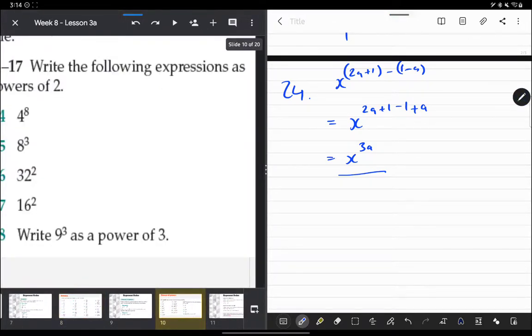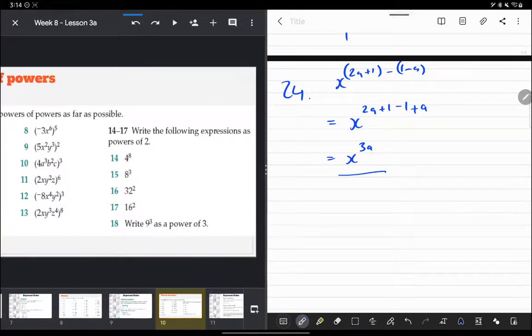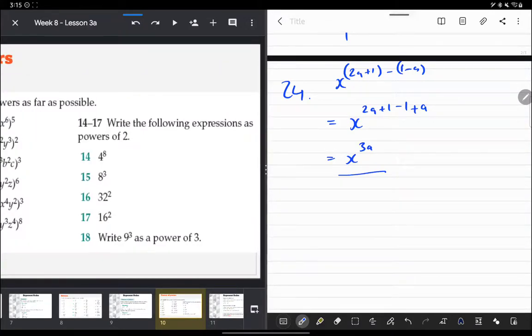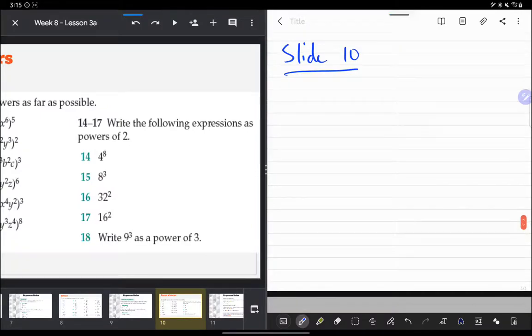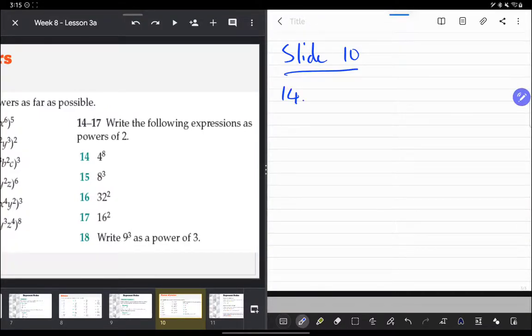Right, moving on to question 10. Powers of powers. I'll just do the last 5. So this is slide 10. Cool. And then starting from 14. So we are rewriting this as powers of 2. Now, 4 to the power of 8. Now, we can rewrite 4. We can say 4 is 2 to the power of 2. Cool. So what this becomes is, remember that's separate.